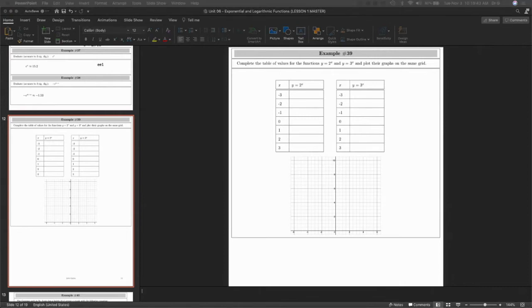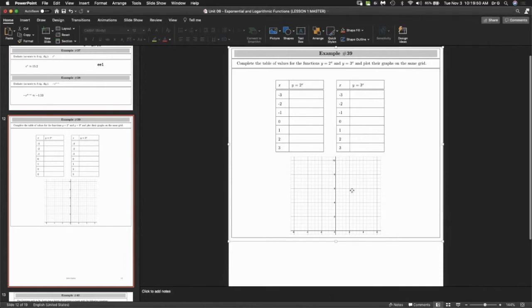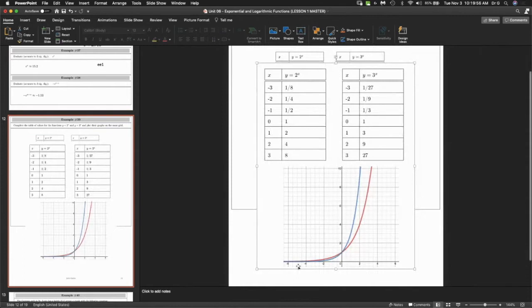Oops, I lost the picture. Oh, that's the problem. There we go.